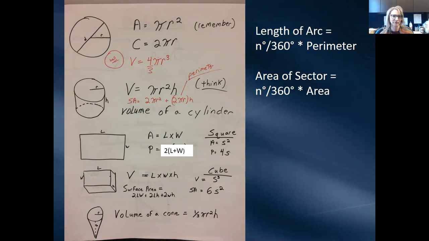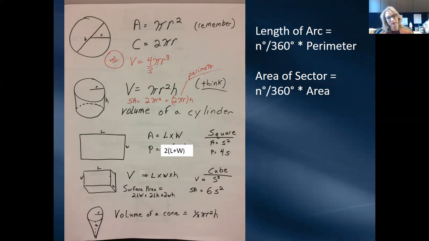Okay, the area of a rectangle is just the length times the width, pretty easy, and the perimeter is just the length plus the width, times 2. If it's a square, it's the side squared, and the perimeter is just 4 times each side. So the volume of a rectangular prism is the length times the width times the height. That's pretty easy.